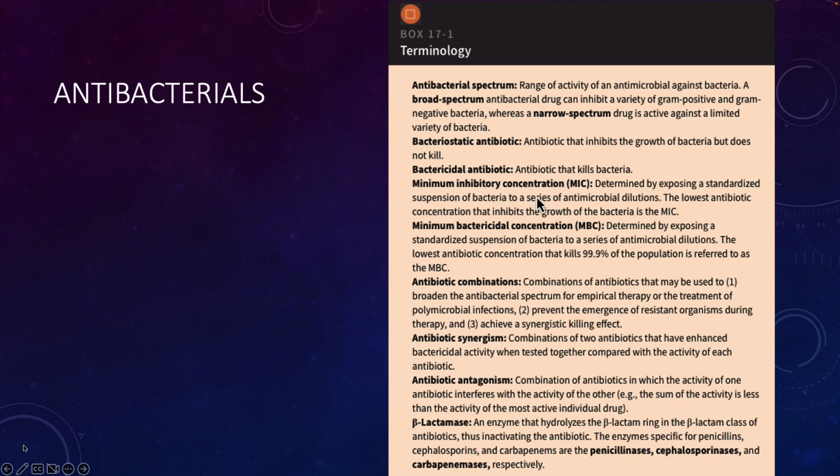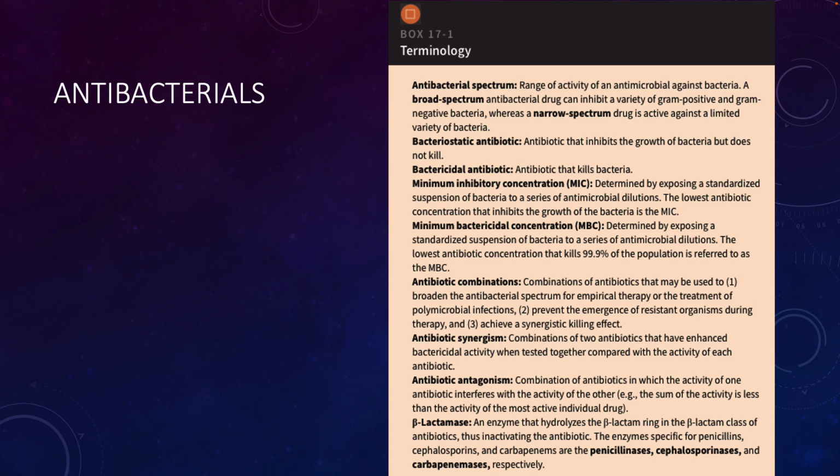We have the minimum inhibitory concentration. This is the lowest concentration of antibiotics that prevents growth. We also have the minimum bactericidal concentration. This is the minimum concentration that kills 99.9% of the bacteria. The MIC is a little bit easier to calculate, so we tend to do these types of assays versus the MBC, but both can be done using that same type of plate system.